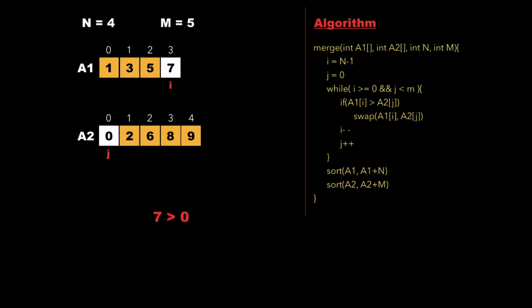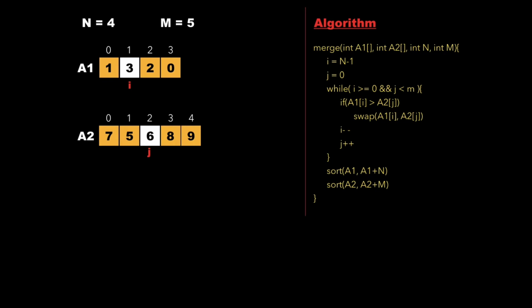So first we check whether 7 is greater than 0. Since 7 is greater than 0, we swap 7 with 0. That is, we swap A1 of i with A2 of j. After swapping, we decrement i as well as increment j. Now again we check whether 5 is greater than 2. Since 5 is greater than 2, again we swap A1 of i with A2 of j. That is, we swap A1 of 2 with A2 of 1. And then again we decrement i and increment j.